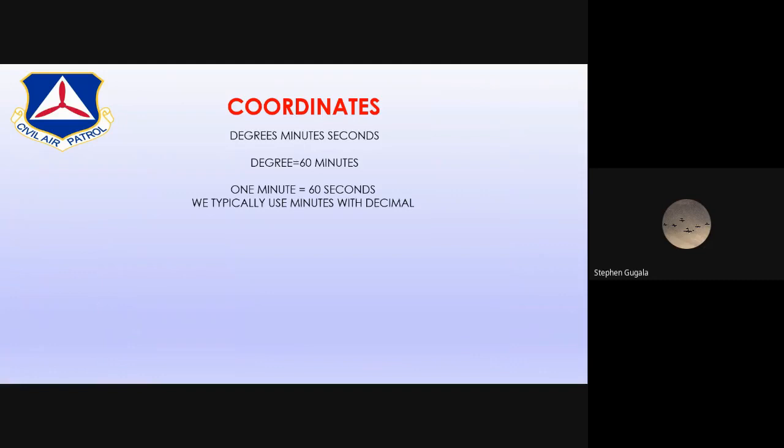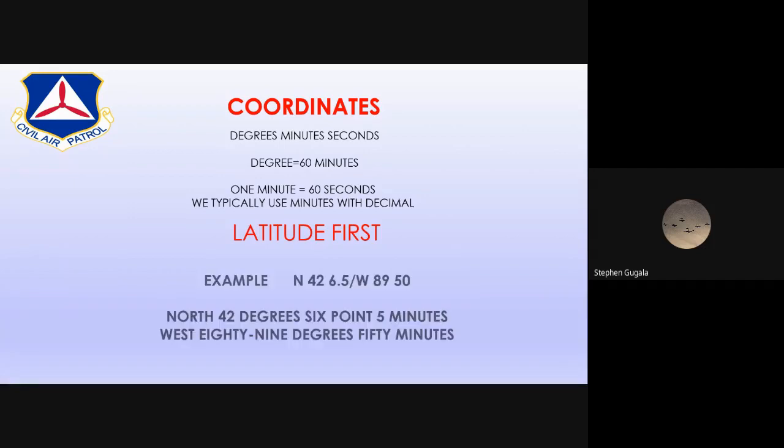Once you work on your observer training, you'll be trained on how to convert the different forms of coordinate reports. There's a couple of different decimal forms also. Again, always bring the latitude first. So everything is going to start with north. As an example, north 42 degrees, 6.5 minutes. West, 89 degrees, 50 minutes. Again, north 42 degrees, 6.5 minutes. West, 89 degrees, 50 minutes.